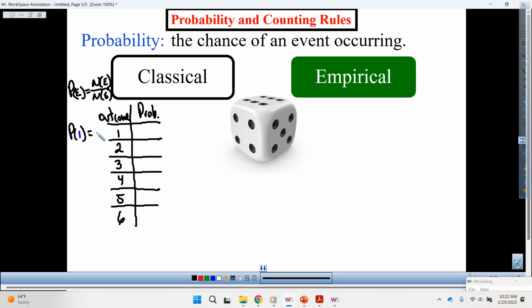All right. There it is. N of E means how many times that outcome comes up. So let's see. How many times did it come up here in our outcomes? 1. So we write 1 over how many total outcomes, everyone? 6. So therefore, the probability of rolling a 1 is 1 out of 6.